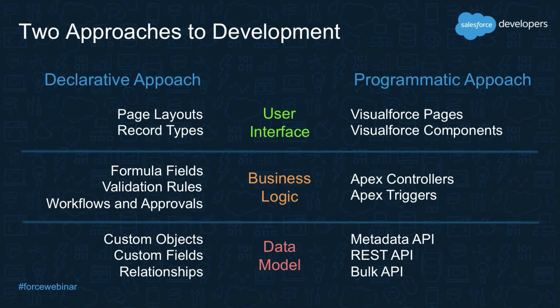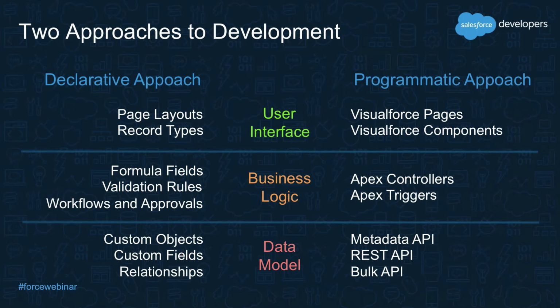I don't know if you can tell from this slide, but both the programmatic and declarative approaches are based on the MVC pattern, which stands for model, view, and controller. And it's a way to segment your application development. In the MVC pattern, the model is everything related to your data. So the model will be your custom objects, your fields, and the relationships among them.